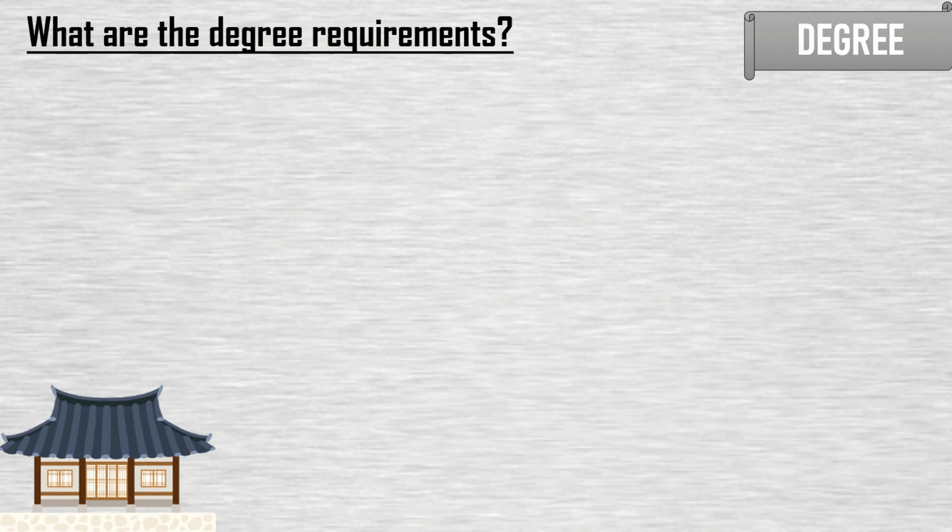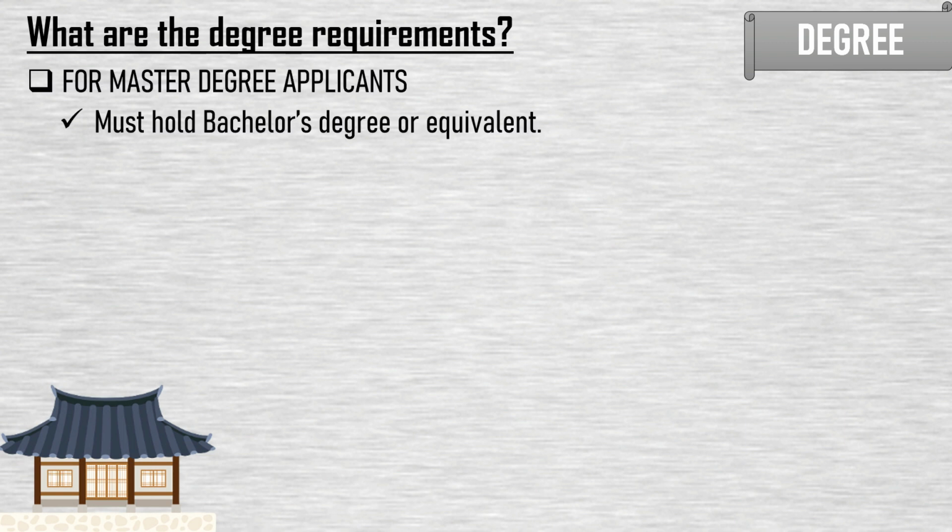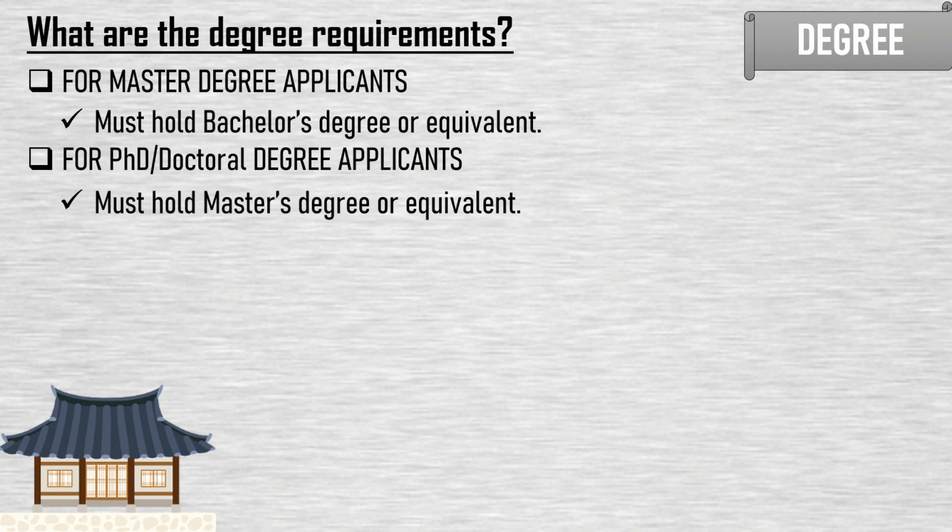Let's move to the degree. This is quite important anyway. What are the degree requirements? So for master degree applicants, you must hold bachelor's degree or equivalent, and for PhD or doctoral degree applicants, you must hold master degree or equivalent. So this video is only for the master and PhD. So if you are the research applicant and also the language training professional applicants, I believe you should check another video from another people because it will not be covered here.